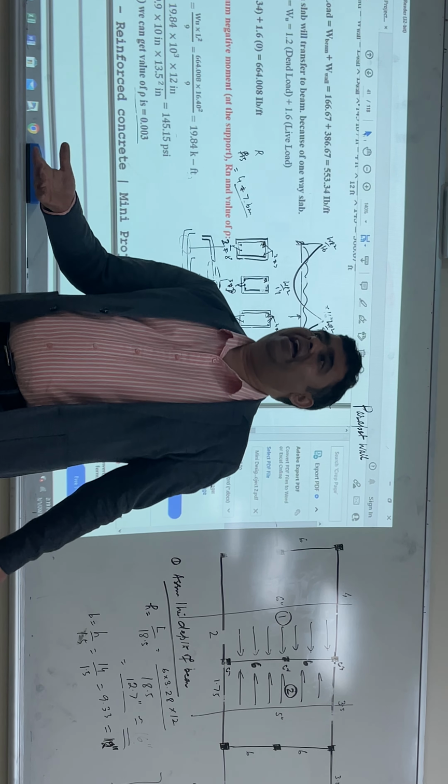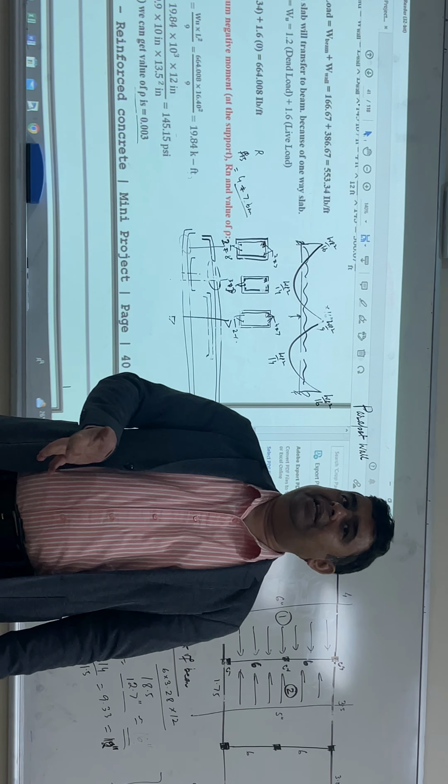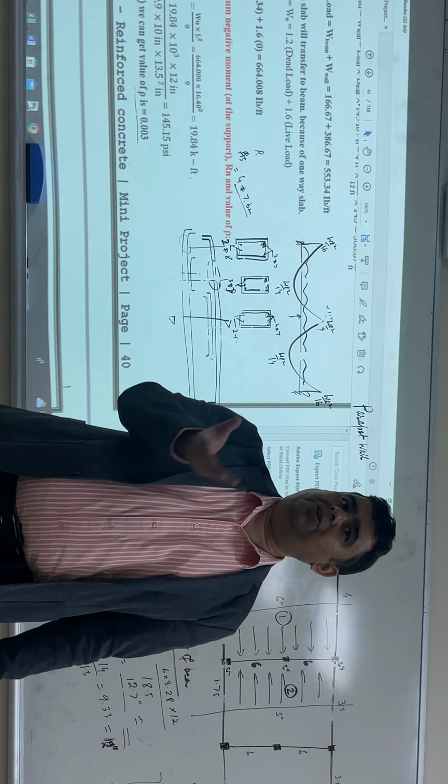So in this way you can design your beam. Clear? You can design it or not? Yes. I found 2 numbers and 3 numbers. How can I adjust the number?